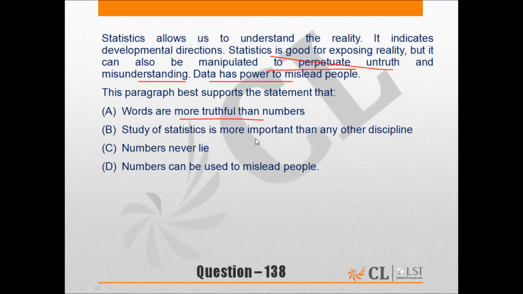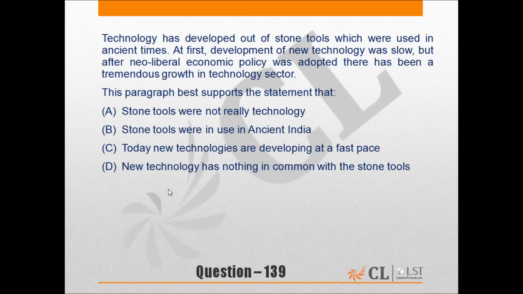Study of statistics is more important than any other discipline. Again, statistics has not been compared to any other discipline. Hence, option B also is incorrect. Numbers never lie. This clearly goes against the given paragraph. The paragraph says data has the power to mislead people. C is contradicting the paragraph. C is also wrong. D says numbers can be used to mislead people. Yes, this clearly follows from the last line of the paragraph. Hence, option D will be the right answer.